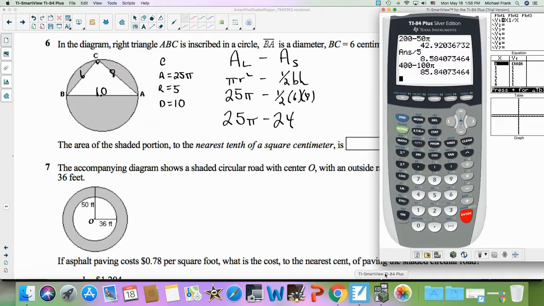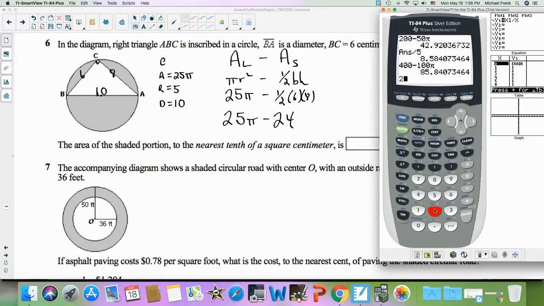It also makes it a little easier to get into the calculator. 25 pi, remember, second power, minus 24 is equal to 53 point, that irrational decimal says to the nearest tenth. So I need that 5. I also need that 3 to look at that 5 and say, oh, I'm going to keep that 5 as it is. And it's going to be 54.5.